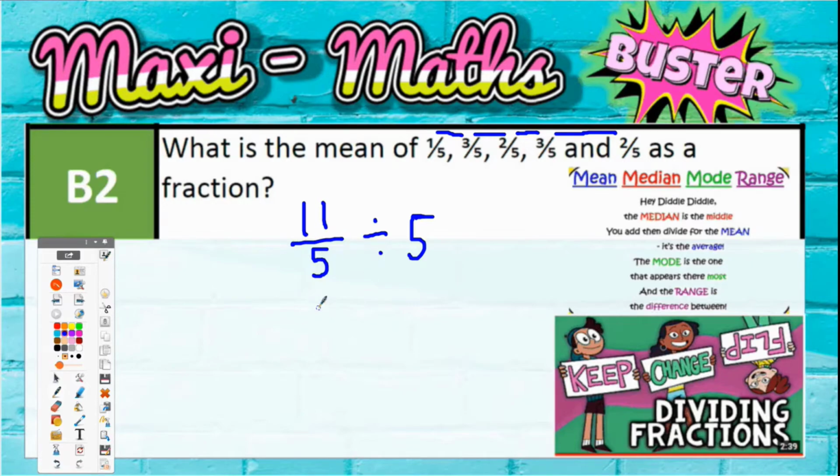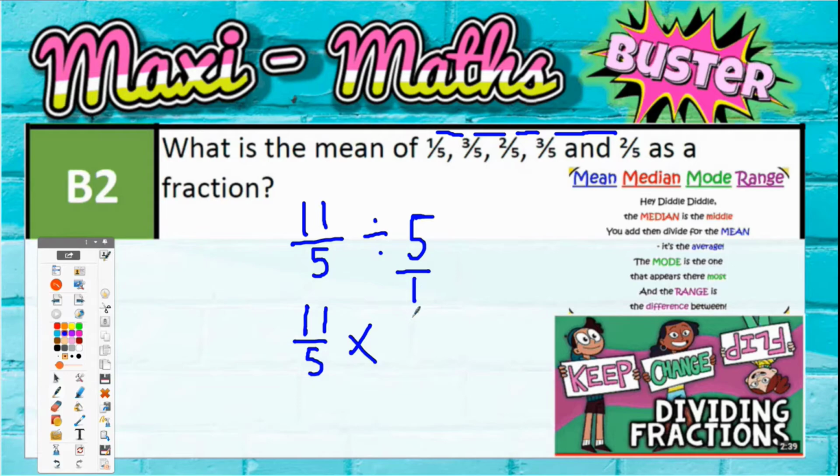So you keep the first fraction the same, 11/5, change the divide for a times, and then the second fraction, well, that's not a fraction yet, so you need to make it into a fraction by putting an invisible 1. You could actually put the invisible 1 at the start, so 5 is the same as 5/1. So keep the first fraction, change the divide for times, and flip the second fraction upside down.